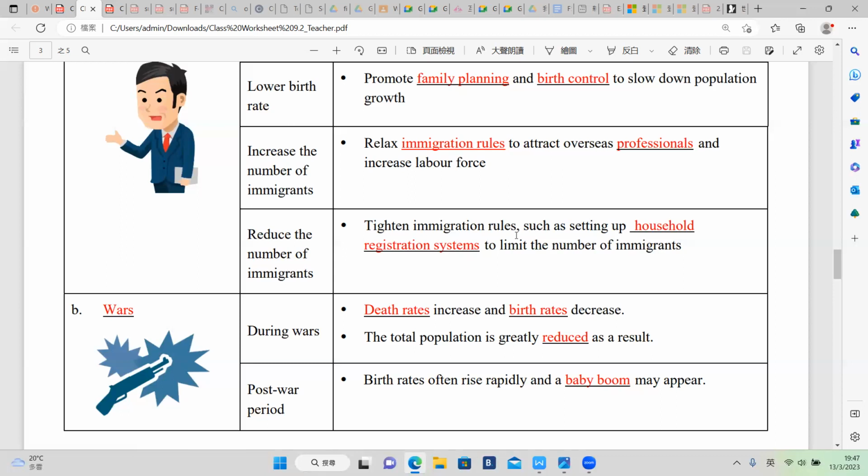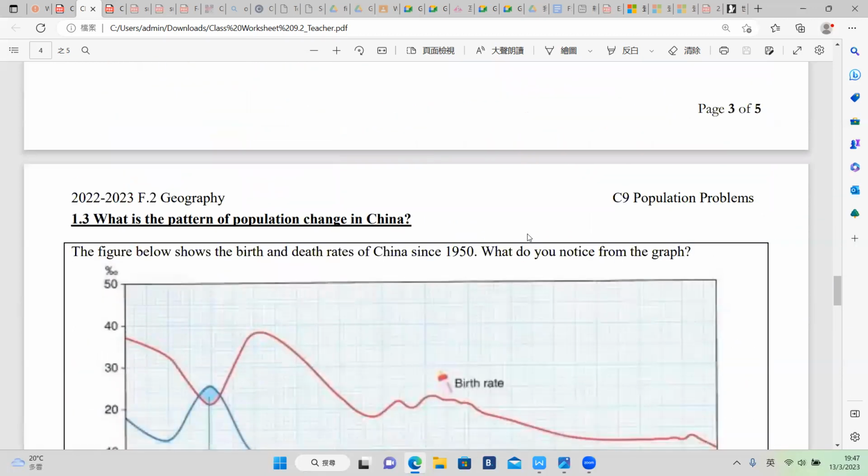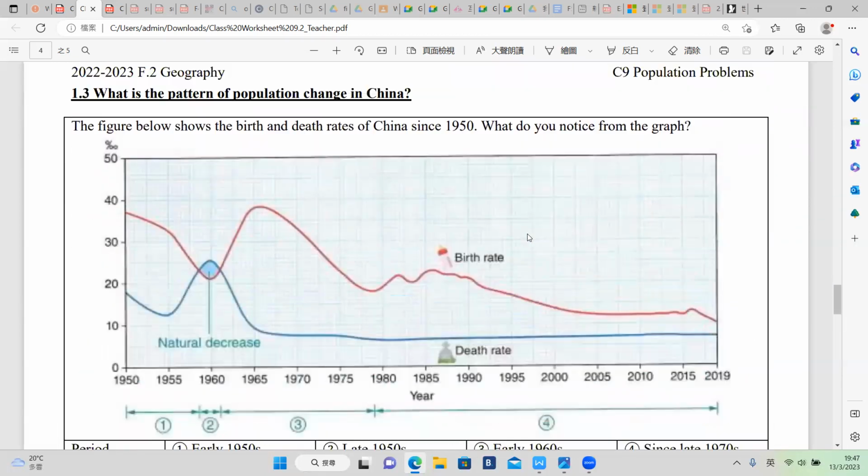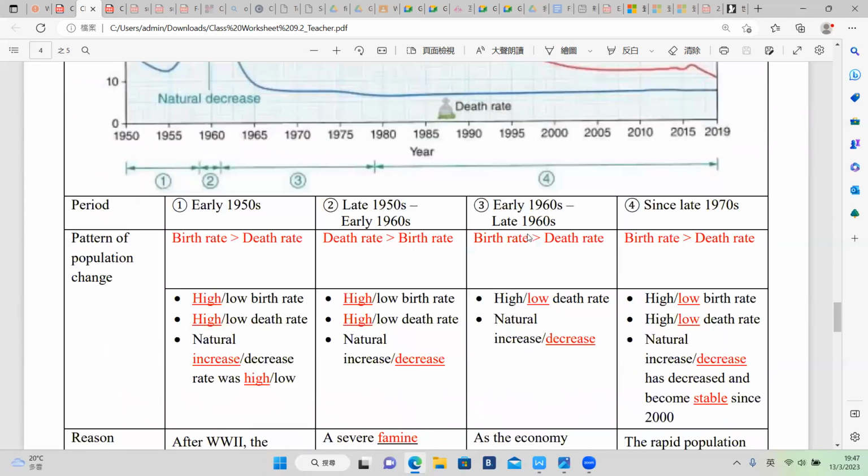How about the wars? The wars definitely kill a lot of people, so the death rate increases and the birth rate decreases. The total population is greatly reduced right after the wars. But after the wars, for 1 or 2 years, the birth rate may often rise and a baby boom may appear.